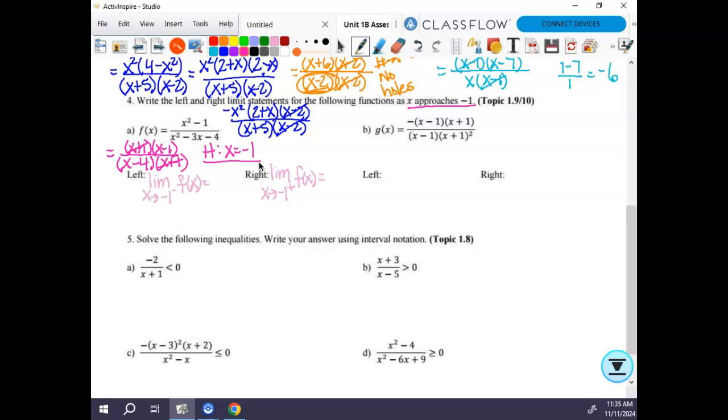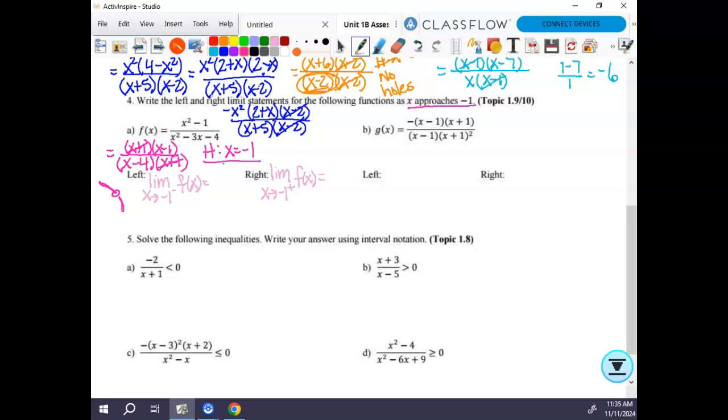If I'm approaching a hole, whatever my function looks like, there's a hole here, then these could both be positive on either side or both be negative. So the sign chart doesn't help me. I know what the x value is that I'm approaching. I need to know what the y value is. So when you're approaching a hole, your answers cannot be positive and negative infinity.